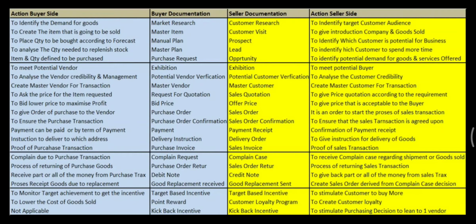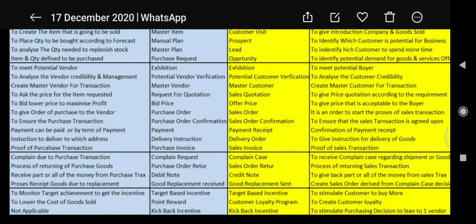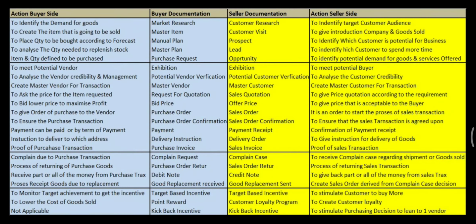Okay, thirdly, if there is any problem regarding the shipments or the goods received in a sales transaction, the customer will complain to you, and what you do is you write down a complaint case, which is a system whereby you monitor all the complaints that are given by the customer. Okay, once the complaint case is received, you can have three solutions for the customer.